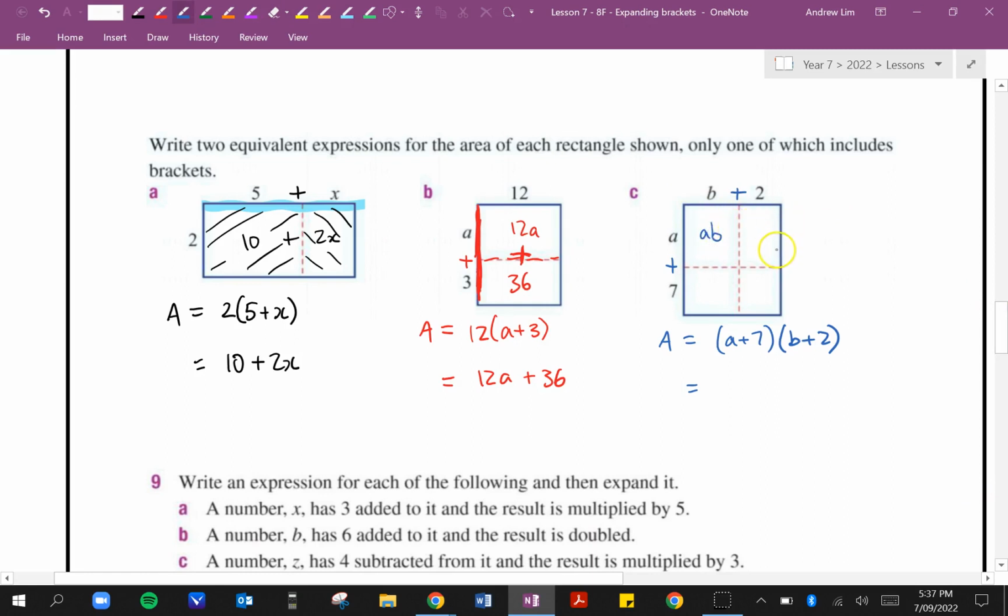The top right is just 2 times A, which is 2A. Bottom left is 7 times B, which is 7B. And then bottom right, 2 times 7, which is 14. So when we expand these brackets, it's actually going to give us AB plus 2A plus 7B plus 14.